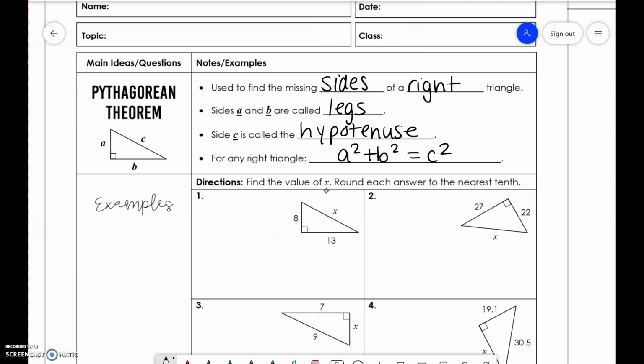Hey everybody, we are going to be learning about the Pythagorean theorem today. So the Pythagorean theorem is used to find the missing sides of a right triangle.